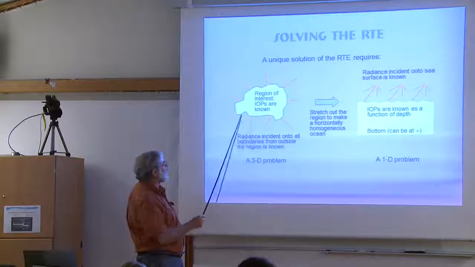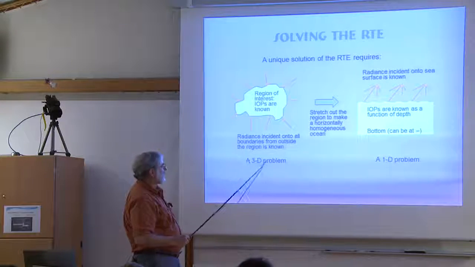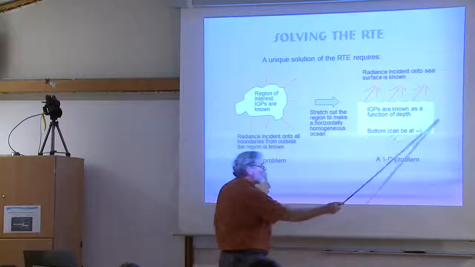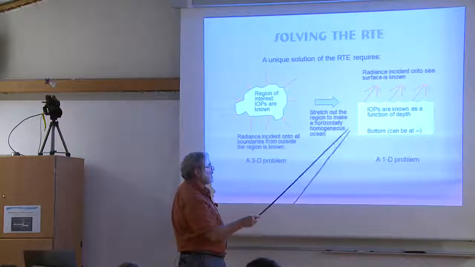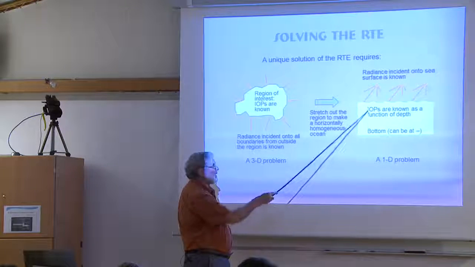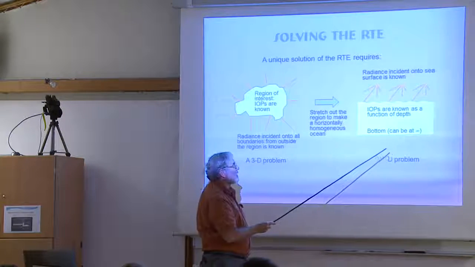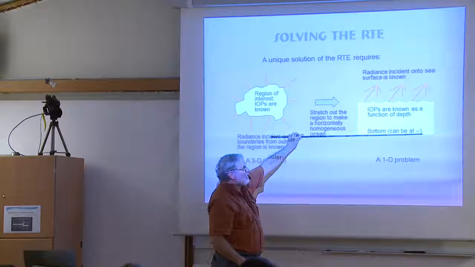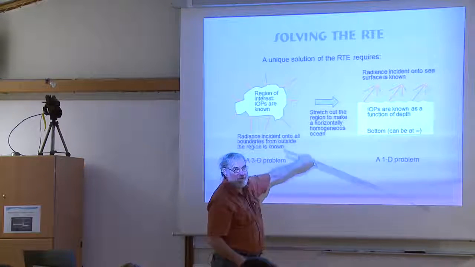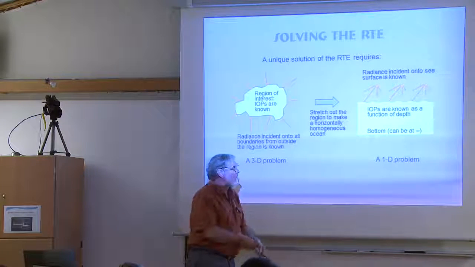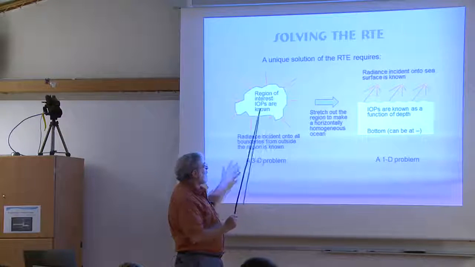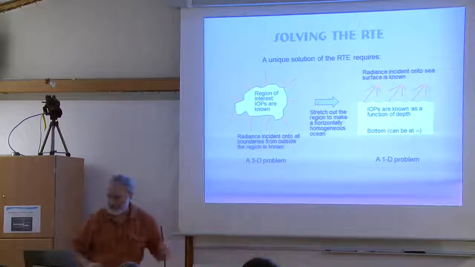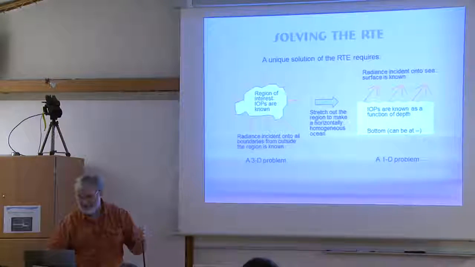Okay, so what Hydrolight does is it just takes what's generally a three-dimensional problem and it sort of stretches out the region and makes a horizontally homogeneous ocean where things can vary with depth but not horizontally. So you have the same sunlight onto the surface. You have, if there's a bottom, it has to be level. It can't be sloped, because that's really then a three-dimensional problem. So it turns the more general problem into a one-dimensional problem, namely things vary with depth but not horizontally.